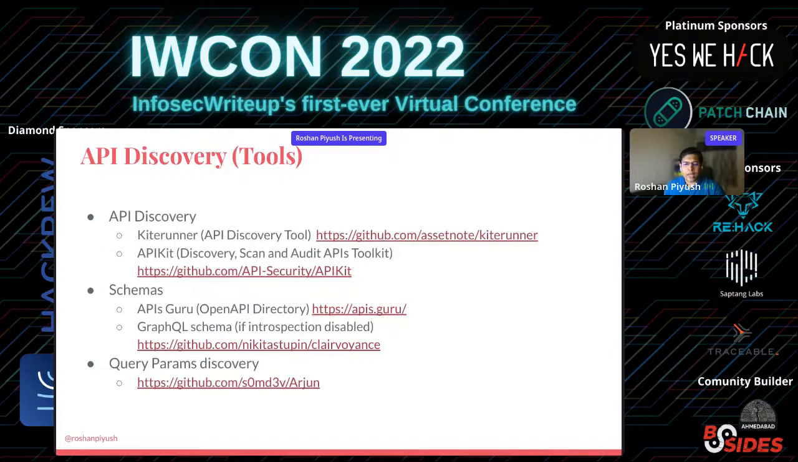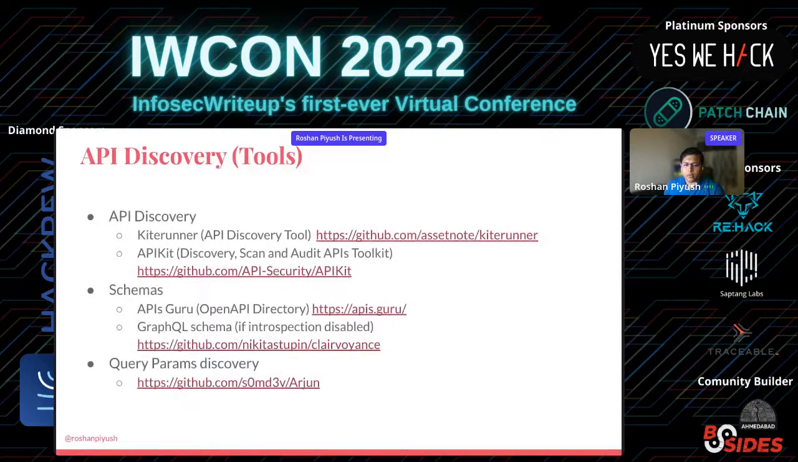And if you want to get GraphQL schemas, there is a great tool called Clairvoyance, which does fuzzing on the GraphQL and tries to discover what the parameters are. It is a great tool to have, and it's really fast. In 15 seconds it can handle 10,000 params. I think that's their claim.